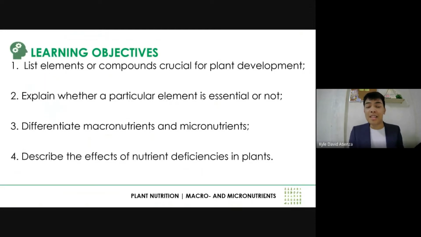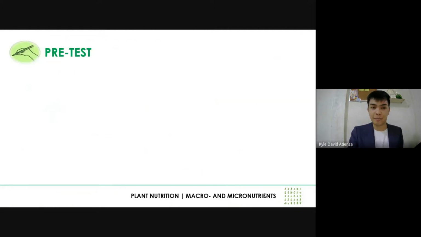So at the end of this module, you should be able to list elements or compounds crucial for plant development. You should also be able to explain whether a particular element is essential or not. Third, you should be able to differentiate macronutrients and micronutrients. And last, you should be able to describe the effects of nutrient deficiencies in plants.